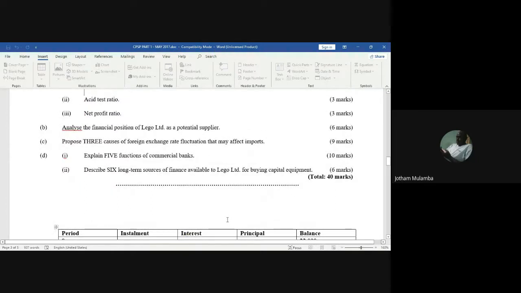The first function of commercial banks: source of capital. It offers loans. So in that case, it becomes a source of capital. Another function. What else does a commercial bank do?